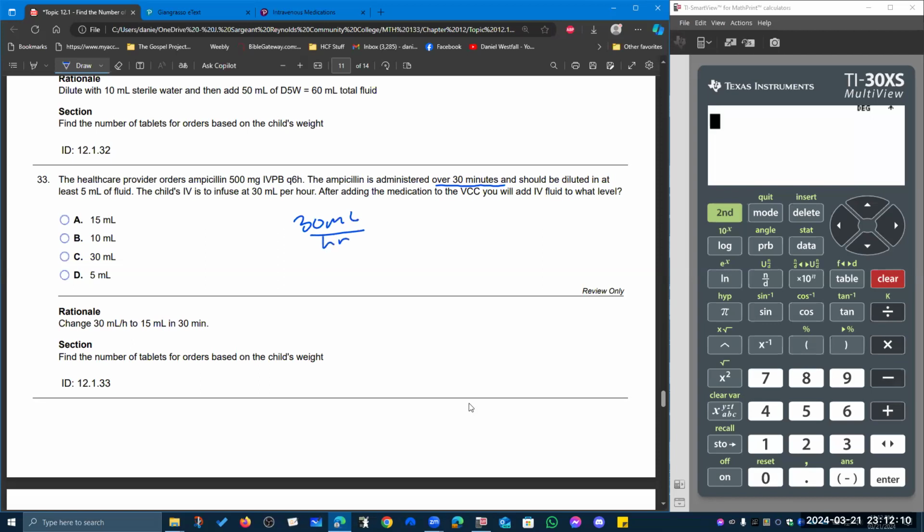So I'm going to now say half an hour multiplied by half over half. It's going to be 15 milliliters over half an hour, which is 30 minutes, my time that I'm supposed to administer the medication. So I need there to be 15 milliliters of fluid.